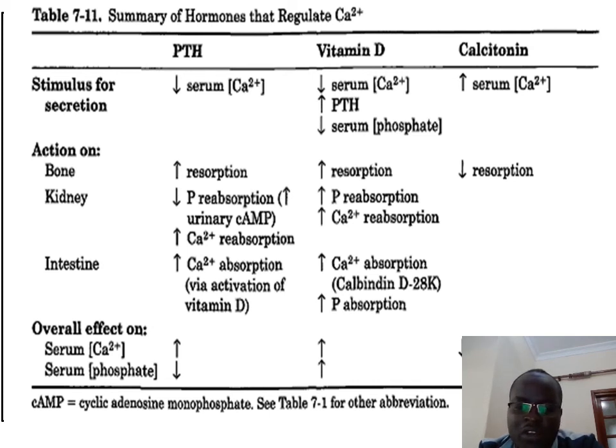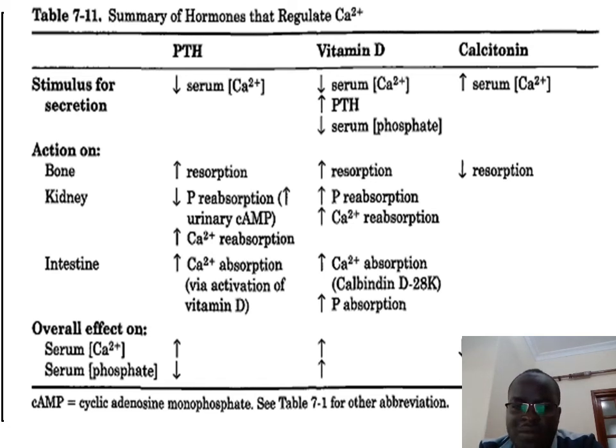What is the overall effect on calcium and phosphates? The serum calcium levels are going to increase. The phosphate levels are also going to increase, because now vitamin D is not inhibiting reabsorption of phosphates, it's actually increasing the reabsorption of phosphates. So vitamin D will increase both phosphates and calcium. That's why it will provide these minerals to cause mineralization of the bone. In the extracellular fluid compartment, it will increase the concentration of calcium and phosphates.